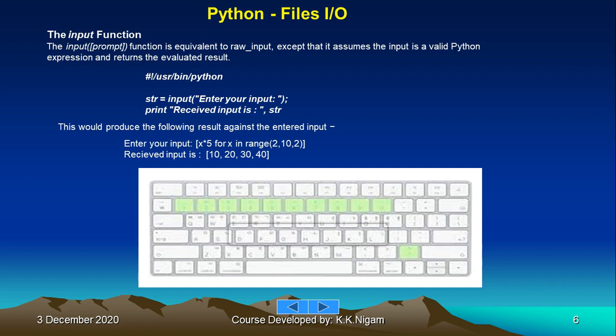Suppose you have entered something like [x*5 for x in range(2,10,2)], which means x can have any value, and the range is given in the brackets, that is 2, 10, 2. When you execute it, you will see that it gets multiplied by those numbers in the range, and it will give you the result.